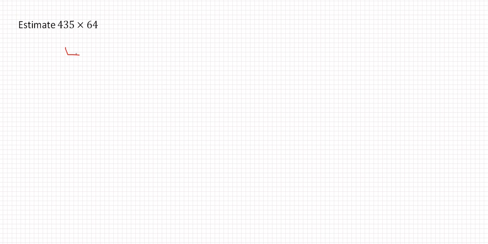So we have 435, and then we have 64. We want to make sure we round this so that there's only one non-zero number. So let's start this way. We're going to underline the non-zero number we're aiming for. Let's look to the right. We have a 3, so that means that we round this down to 400. We look at 64, we look to the right because 6 is the position we want. Every number to the right of 6 must be a 0, but we need to know if 6 is going to be rounded up or rounded down. Because we have a 4 to the right, it has to be rounded down.